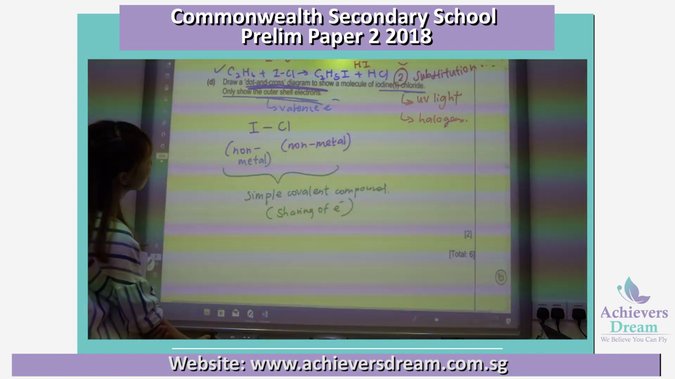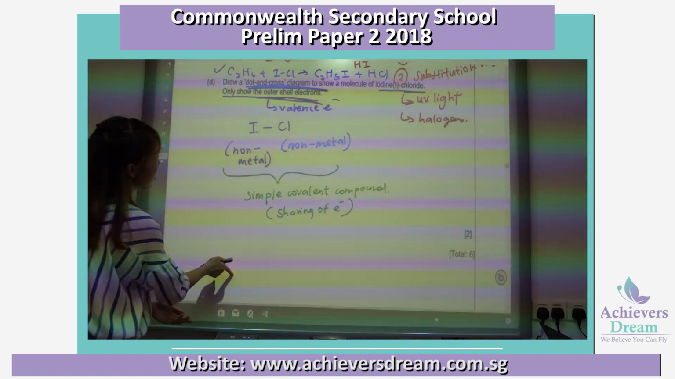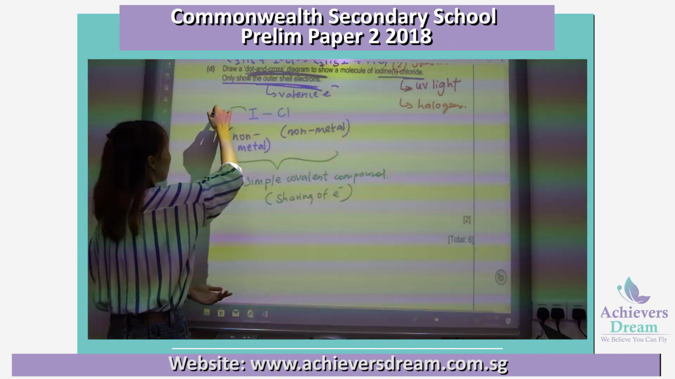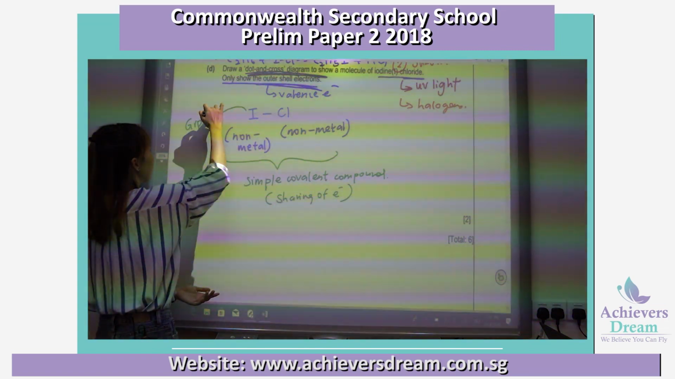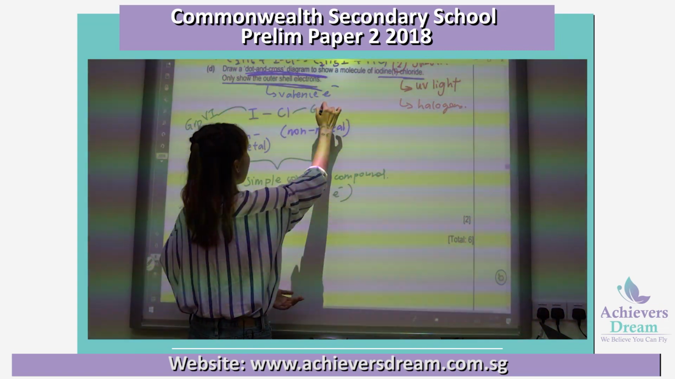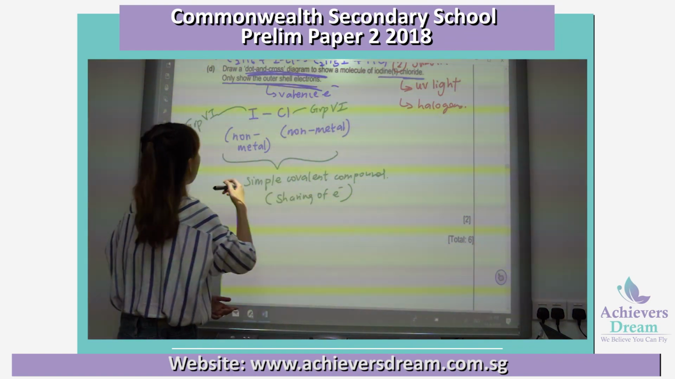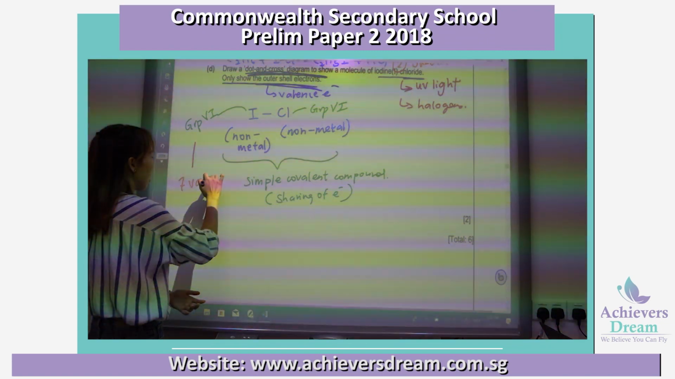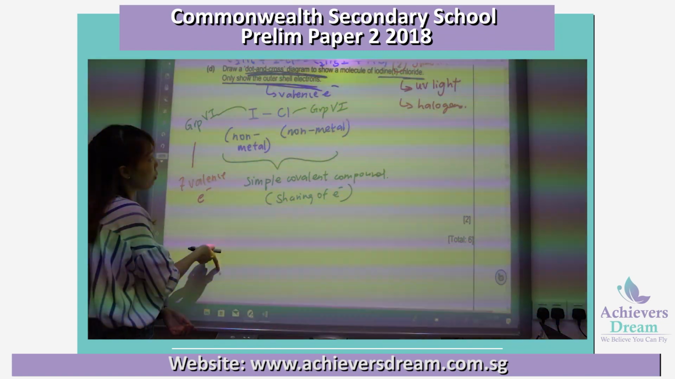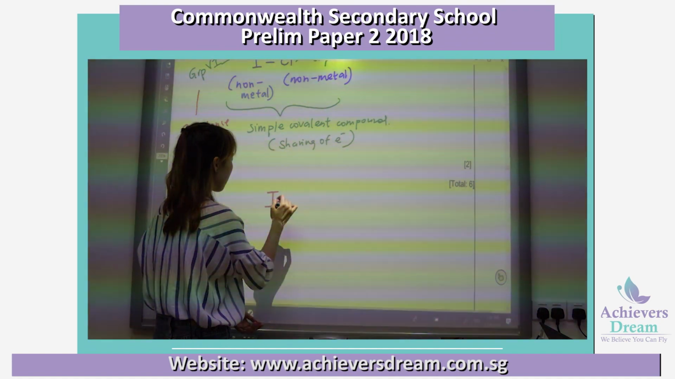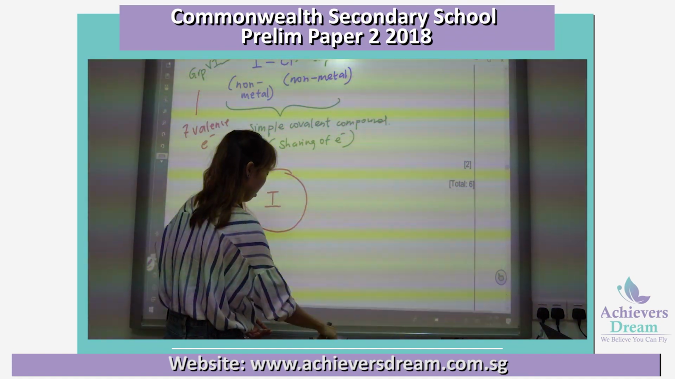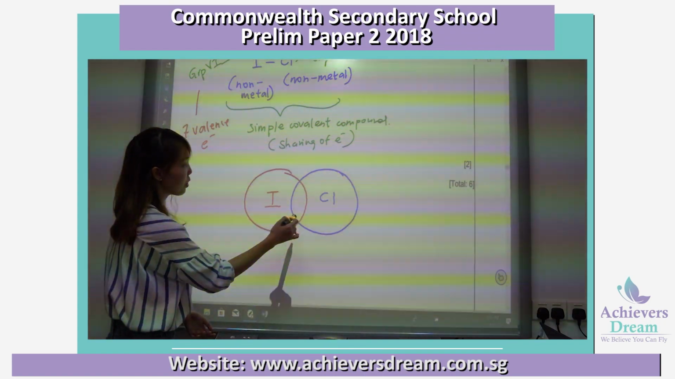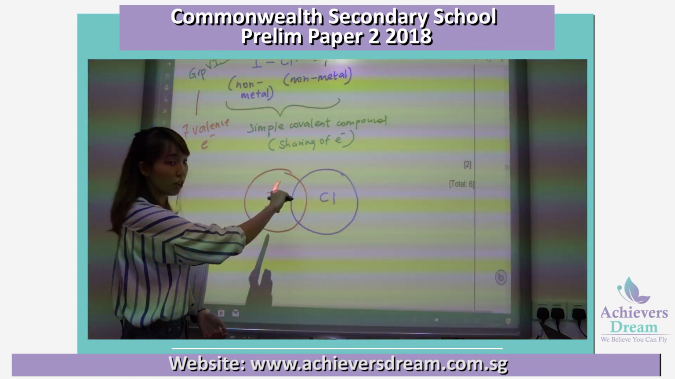So anyway, draw the dot and cross diagram showing only the valence electrons. Now, iodine and chlorine, they are both halogens, meaning that they are all group 7. Group 7 elements have how many valence electrons? Both have 7 valence electrons. So now we draw the dot and cross. So let's say this is iodine and this is chlorine. This overlapping region will be the part where they share electrons.